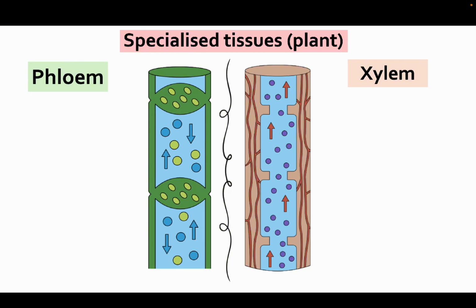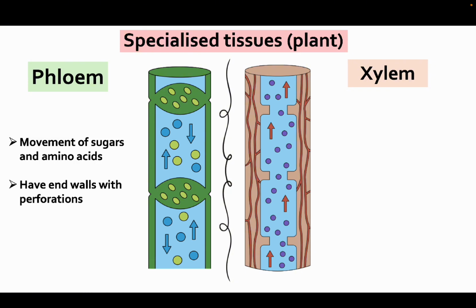So let's look at the phloem. Inside the phloem, you have the movement of sugars and amino acids. It has end walls, so you can see that you've got these walls spanning the middle of your phloem. And they have perforations, which are basically these small holes that allow the sugars and amino acids to pass through. It also has a two-way flow, and you can see that through the direction of the arrows.